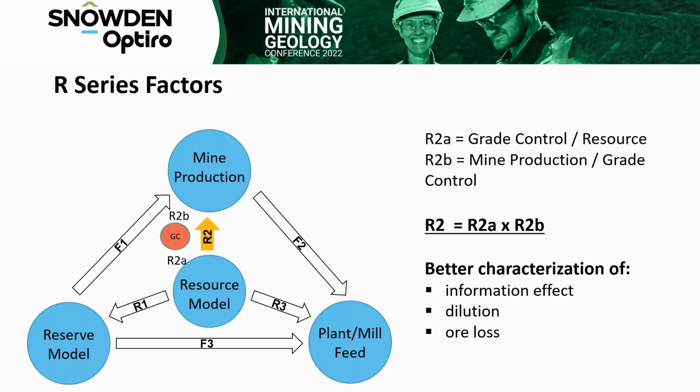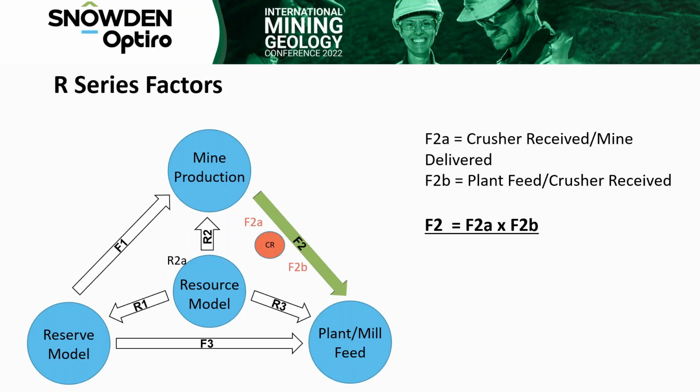R2B is the grade control model to the mine production, and again, as I said before, that's talking about mining problems, so dilution or loss, blasting, whatever it might be. What you'll see in the case study is that there's a big difference between R2A and R2B when we have a look at El Limon process.